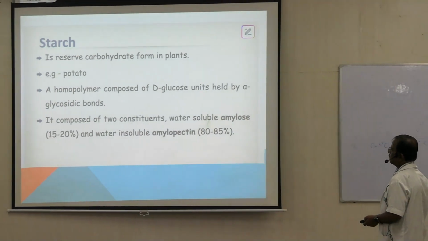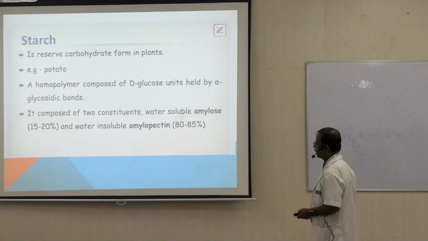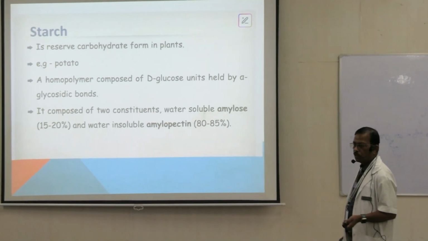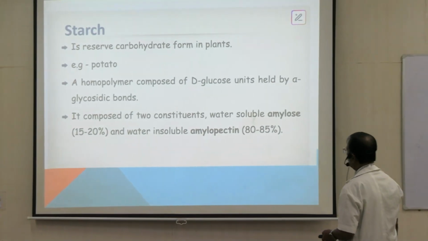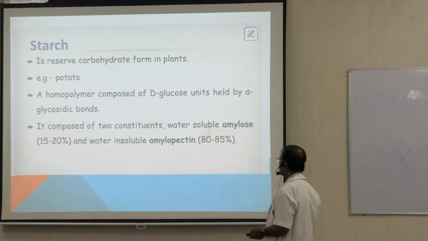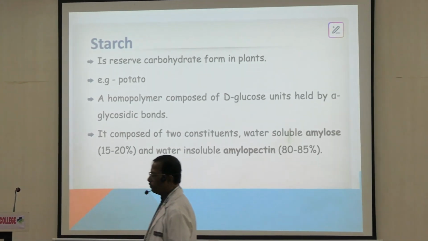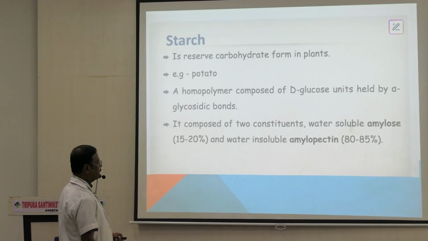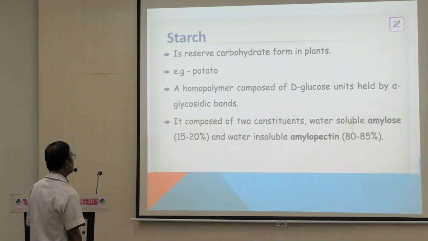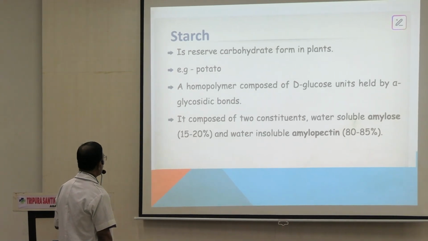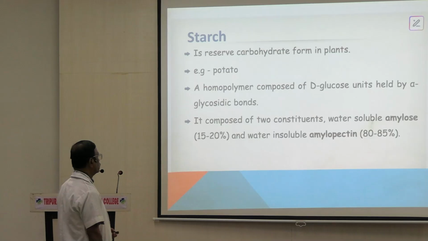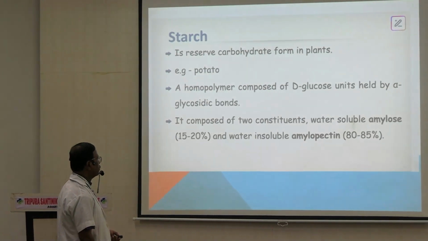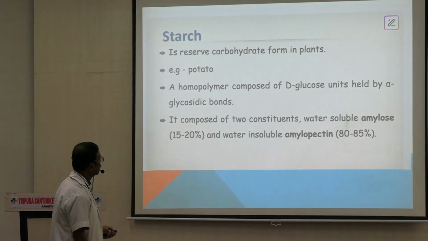Starch is a reserve carbohydrate for plants. For example, potato, sweet potato, any roots and tubers will contain starch. These are homopolymers composed of D-glucose units held by alpha glycosidic bonds, here alpha 1,4 glycosidic bonds. It is composed of two constituents: water soluble amylose, 15 to 20%, and water insoluble amylopectin, 80 to 85%.